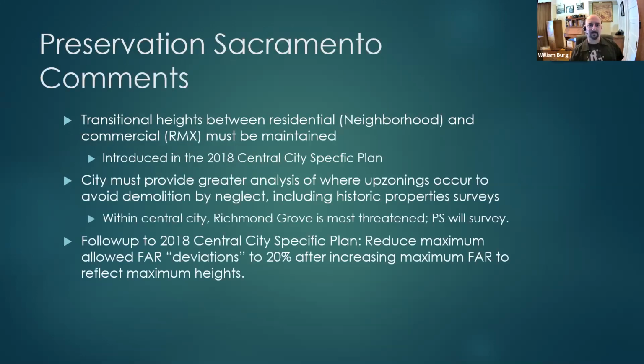And we had 3 major points. Number 1, transitional heights between residential and commercial neighborhoods, which were established by the 2018 Central City Specific Plan, should be maintained citywide. I'll talk about those in a moment.